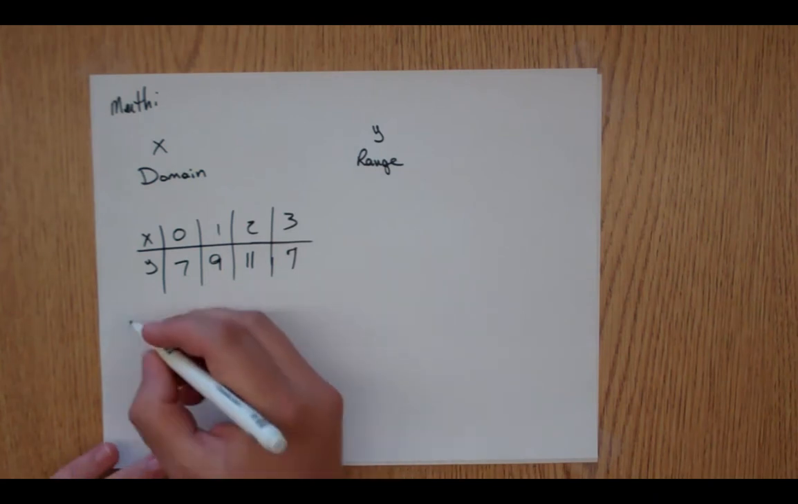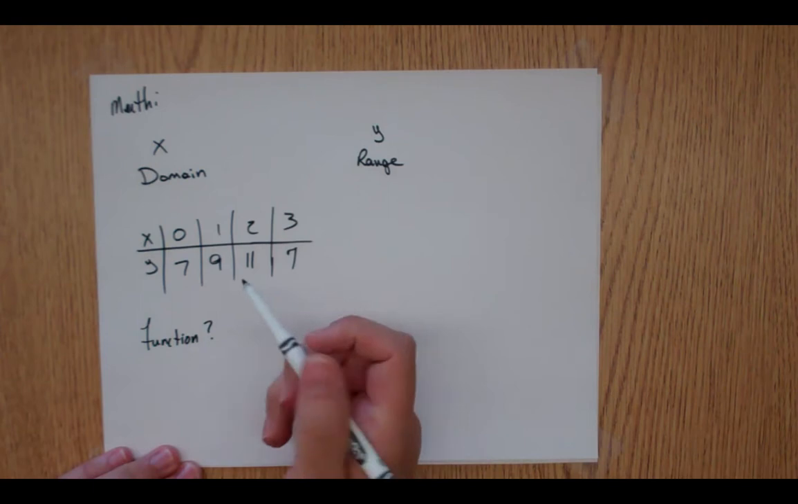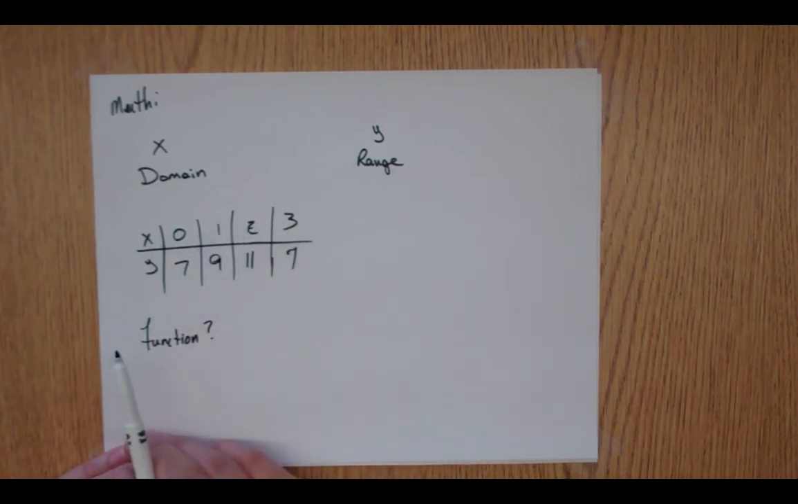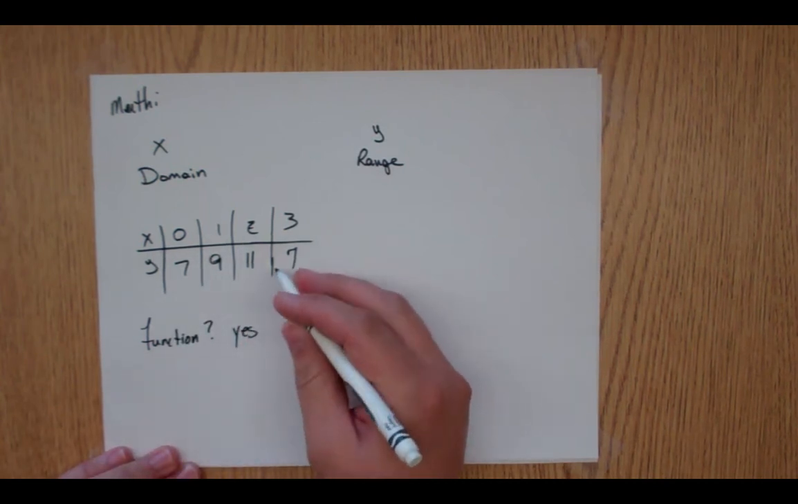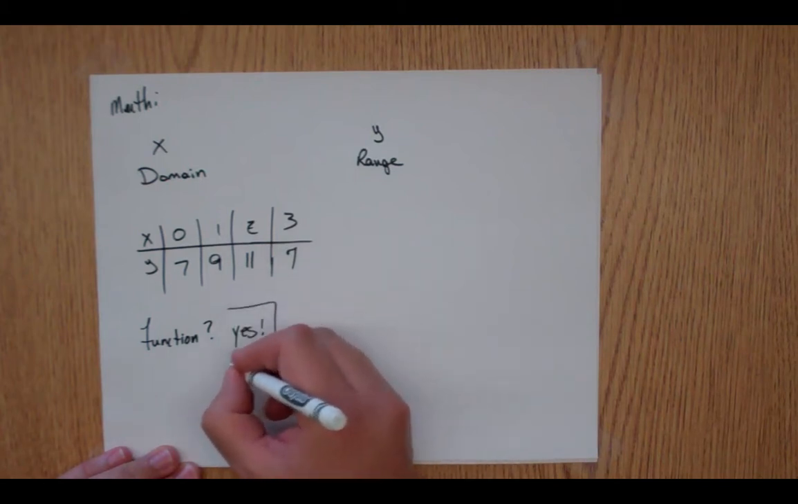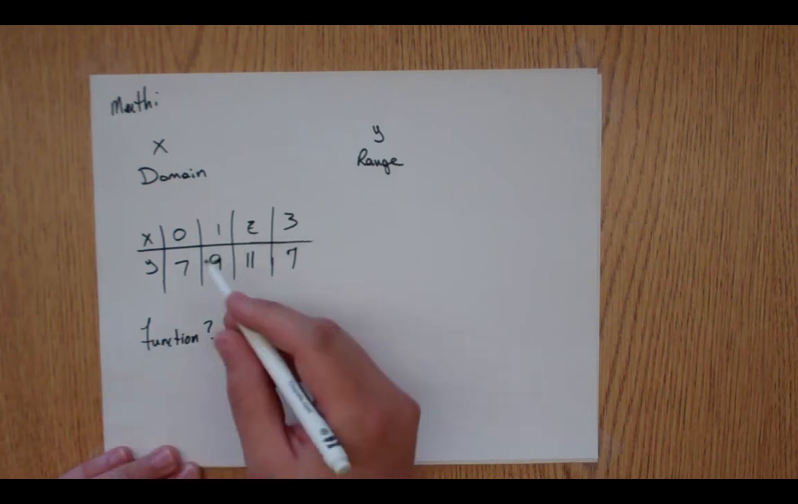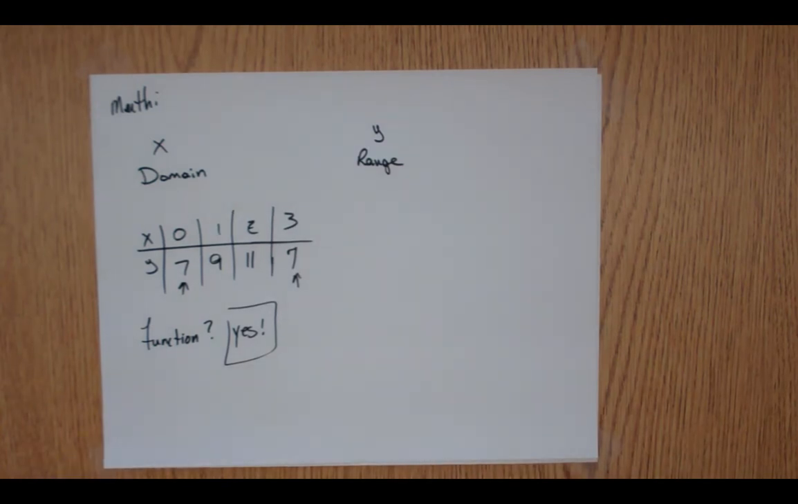Is this a function? Well, if we look, the values in our domain are not repeated. Since the values in our domain are not repeated, the answer is yes, it is a function. Again, because the values in our domain are not repeated. Even though 0 will give you 7 and 3 gives you 7, it doesn't matter if the range is repeated. It only matters if the domain is repeated. And the domain is not repeated, so yes, it is a function.